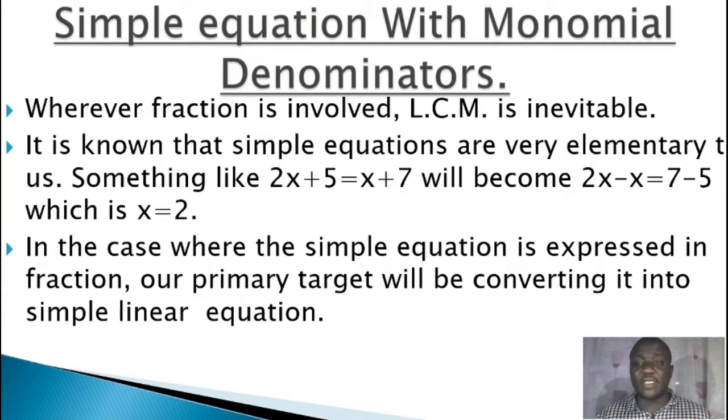2x minus x: you find out that the coefficient of the first x is 2 and the coefficient of the second x is 1. So 2 minus 1 is 1x. Instead of writing 1x, we just put x, because x is the same thing as 1x. So x is equal to 7 minus 5, which gives you 2. That simply means that from the original problem, x is representing 2.